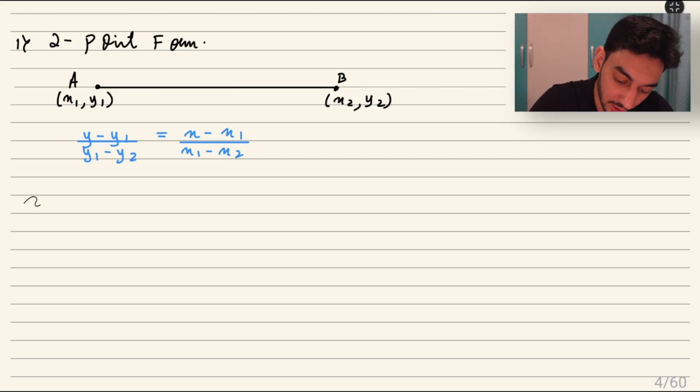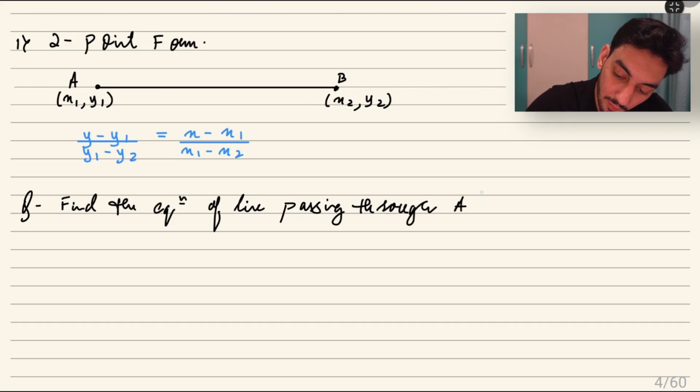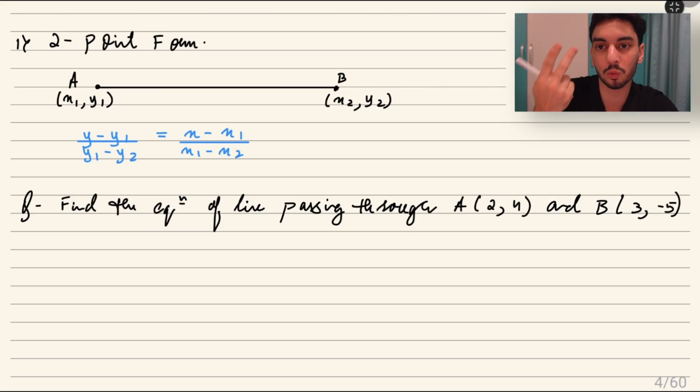Let's say I have to find the equation of line that passes through some point. So the question would be, find the equation of line passing through, let's say I have a point A which is (2, 4) and I have a point B which is (3, -5). These are the 2 points. Okay, so I'll use this form which is the 2-point form. And why do I call it 2-point form? Because it is like 2 points that are given to me.